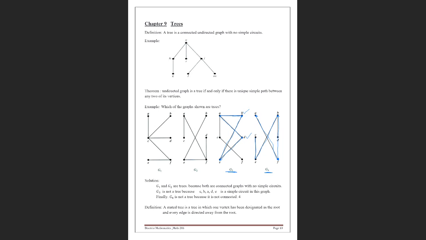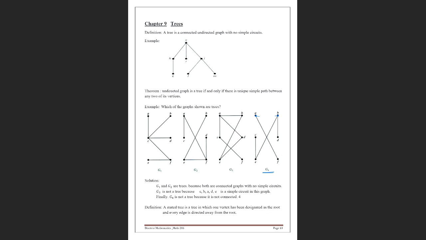F to D. I think yes. Only one path between everyone. You can check it, if the line is there. But here there is no line, so not connected. From A to B you cannot go. No path. So this is not a tree.